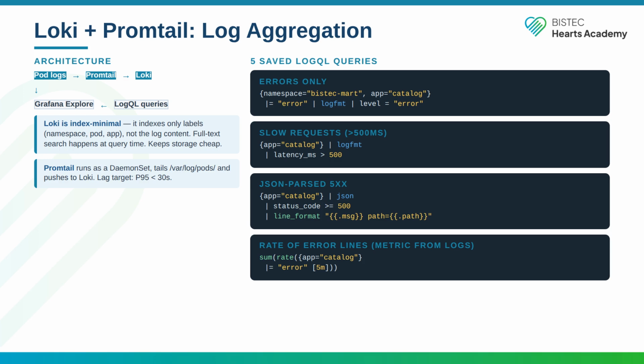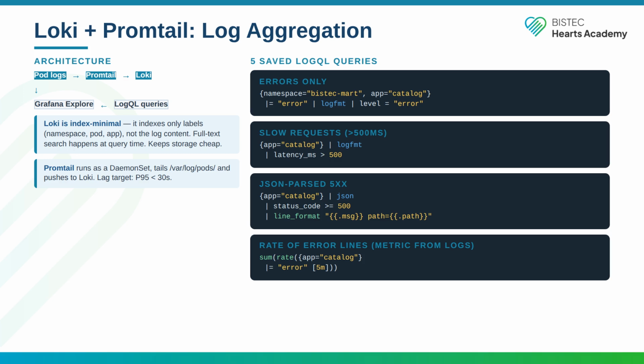Promtail runs as a daemon set on every Kubernetes node. It tails /var/log/pods, attaches Kubernetes metadata as labels, and pushes log streams to Loki. The log lag target is P95 under 30 seconds. Logs should appear in Grafana within half a minute of being written by the application.